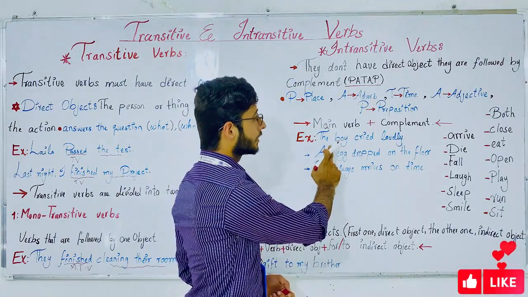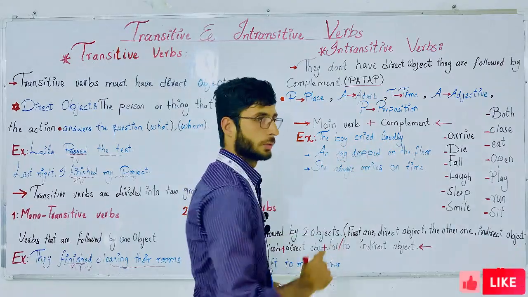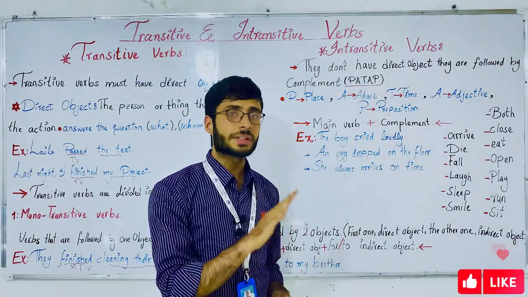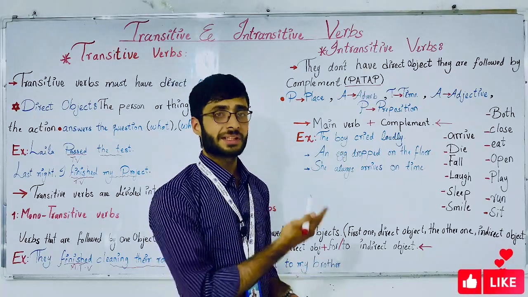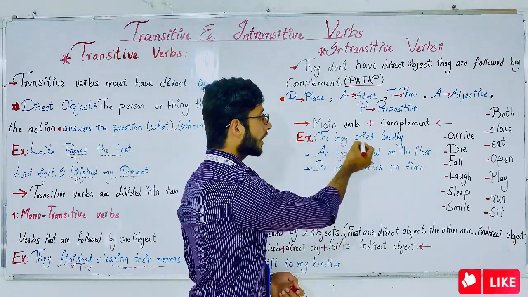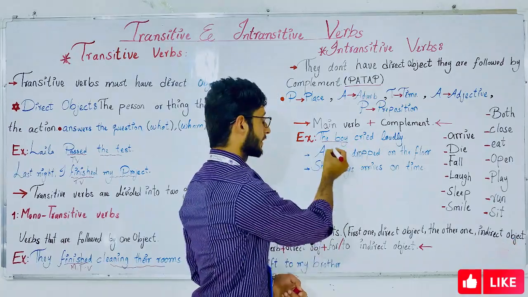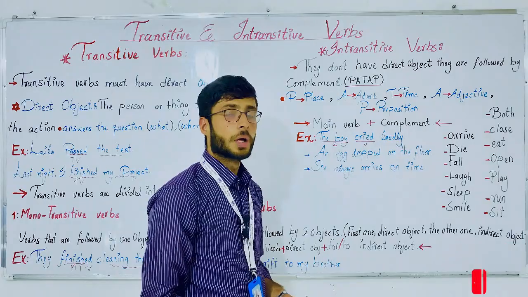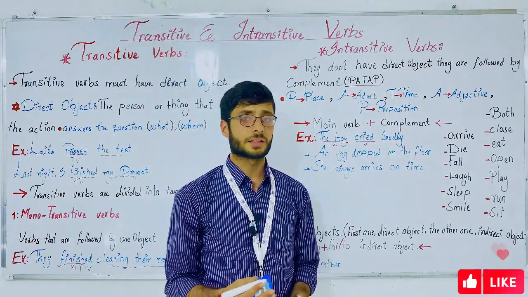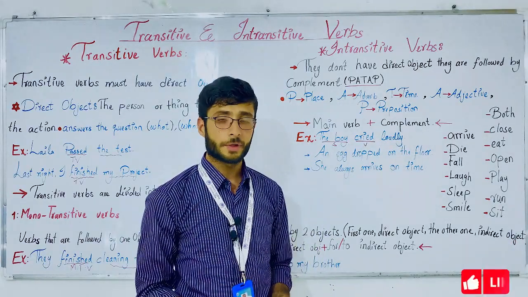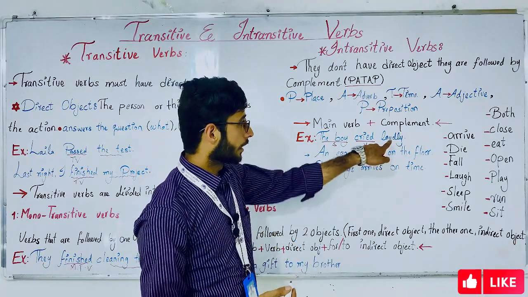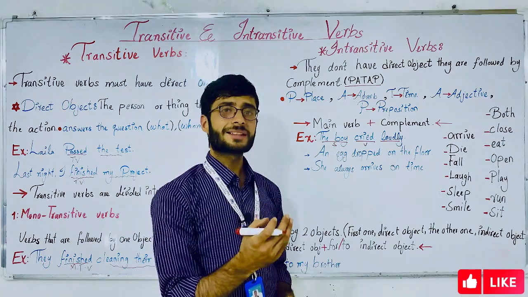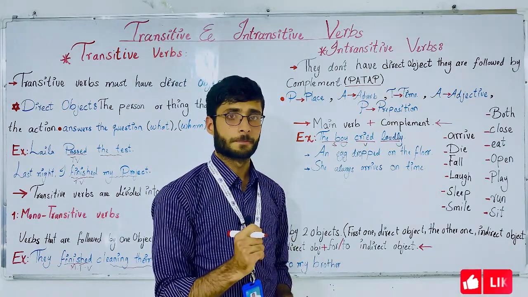It is written, the boy cried loudly. At the beginning, I told you the sentence, I cried. There was not any PATAP at the end of that, but in this sentence, we have the boy cried loudly. What is the boy? It is the subject of the sentence. What is cried? It is the verb. Now, how should we understand whether it is a transitive verb or an intransitive verb? Because in here we have what? Loudly.